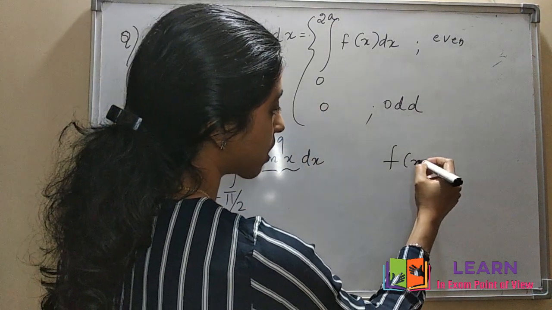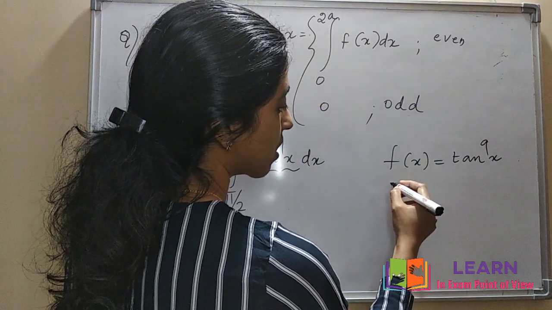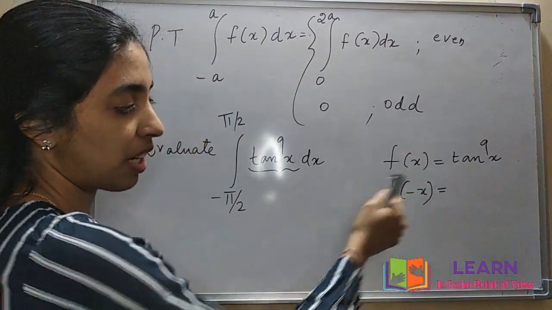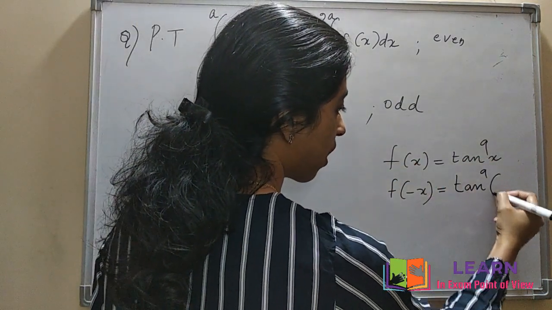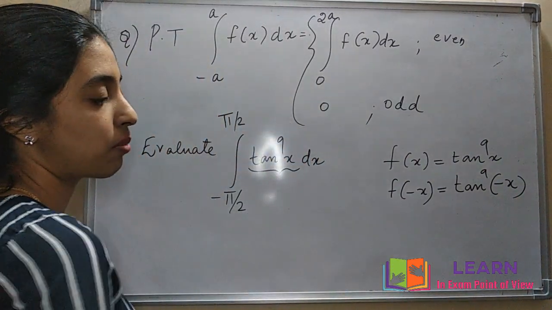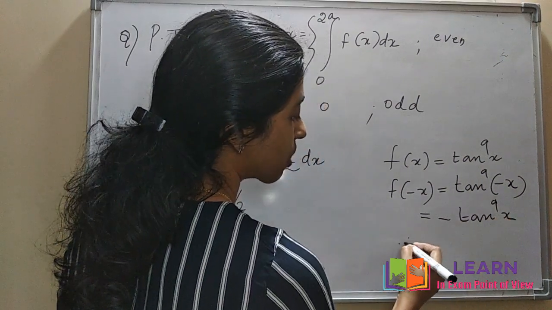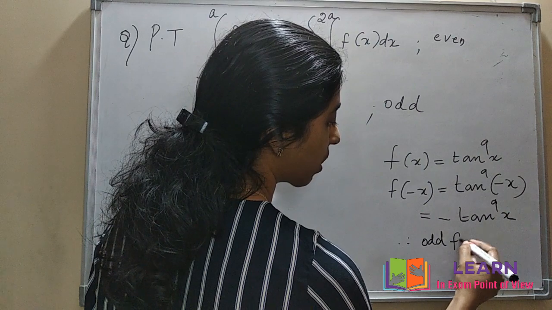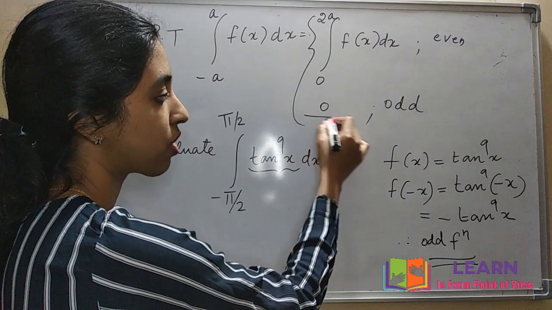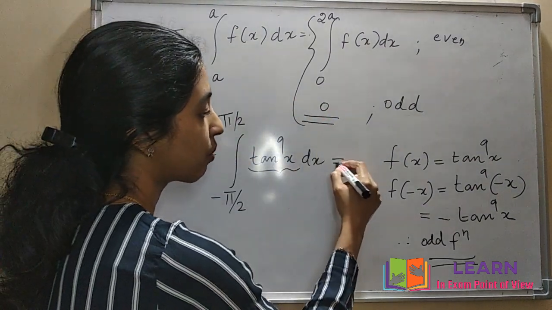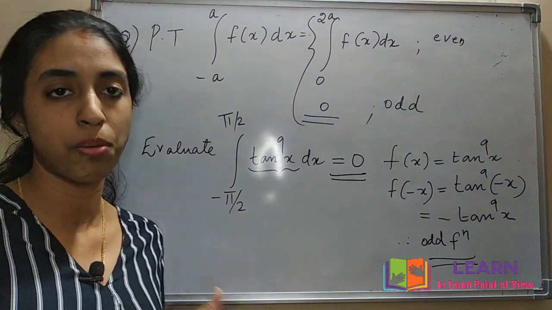So here f of x is tan raised to 9x. If we put a negative sign, f of minus x becomes tan raised to 9 of minus x. That means it is actually minus tan raised to 9x. Hence we can conclude it is an odd function. So if it is an odd function, the answer for this integral you can write directly as 0. So it is easy to solve using the properties.